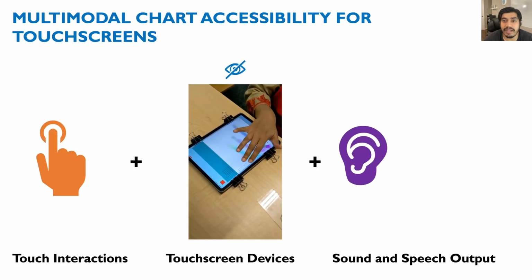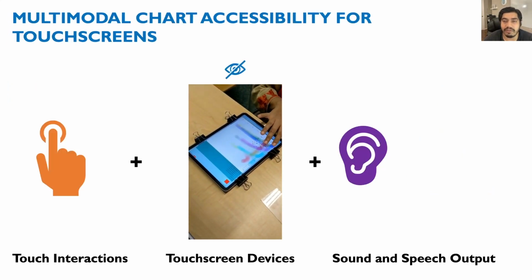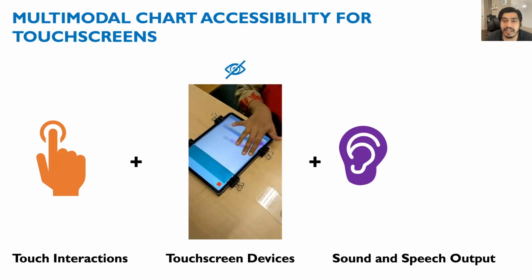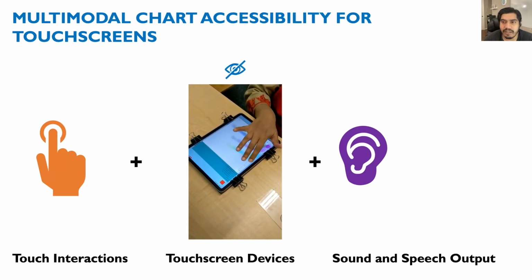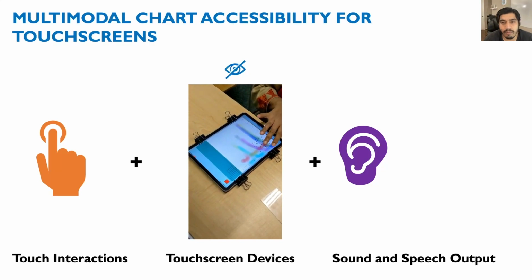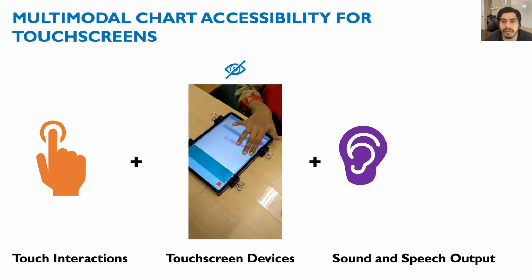Our work explores the idea of multimodal chart accessibility for touchscreens. We use touchscreen interactions for direct manipulation of chart elements, and the output is a combination of non-speech sounds or tones and speech output.